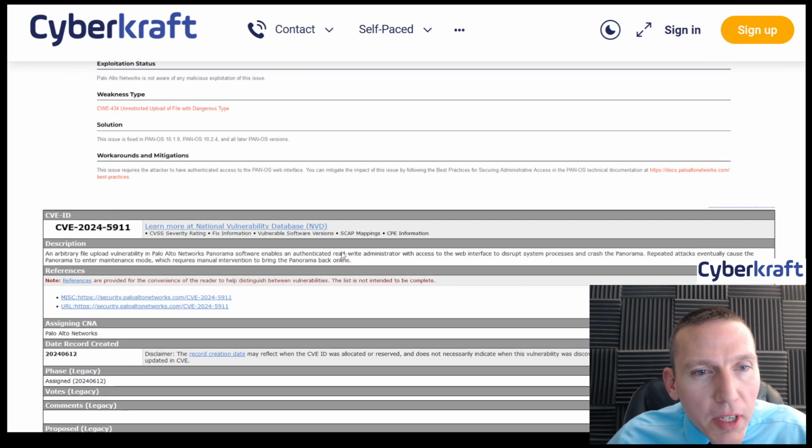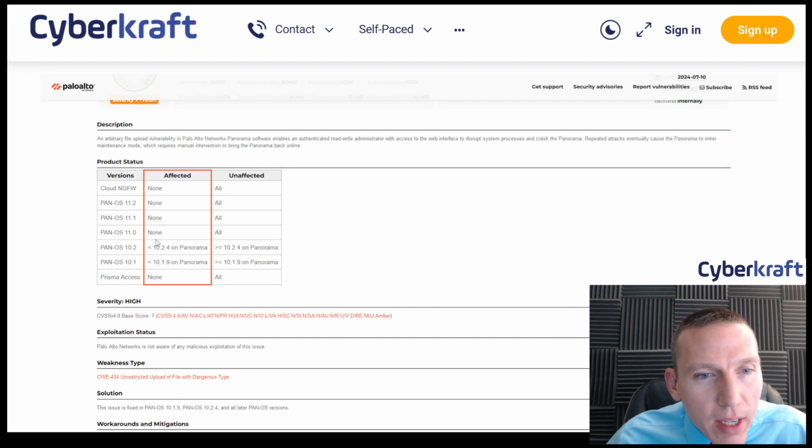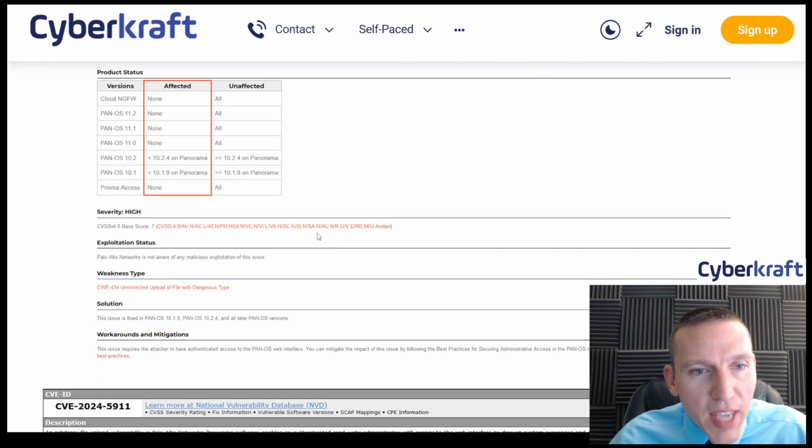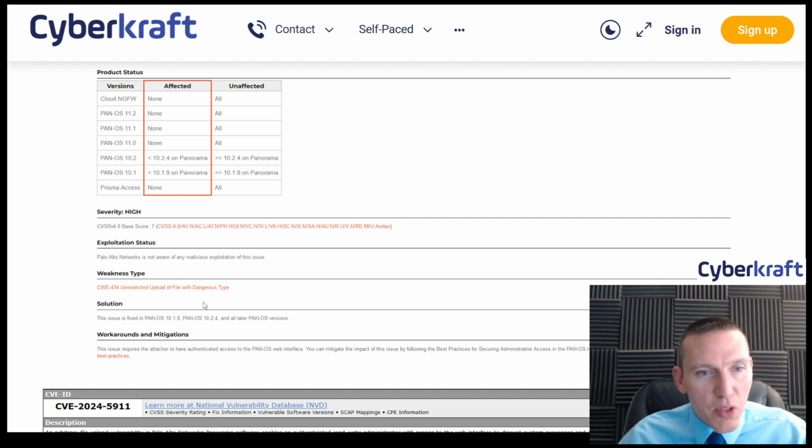Okay, what does it say? Does it say anything here? Severity high, here's the CVSS score. This is the same table we saw earlier, okay? That was part of the scan results. Palo Alto Networks is not aware of any malicious exploitation of this issue.